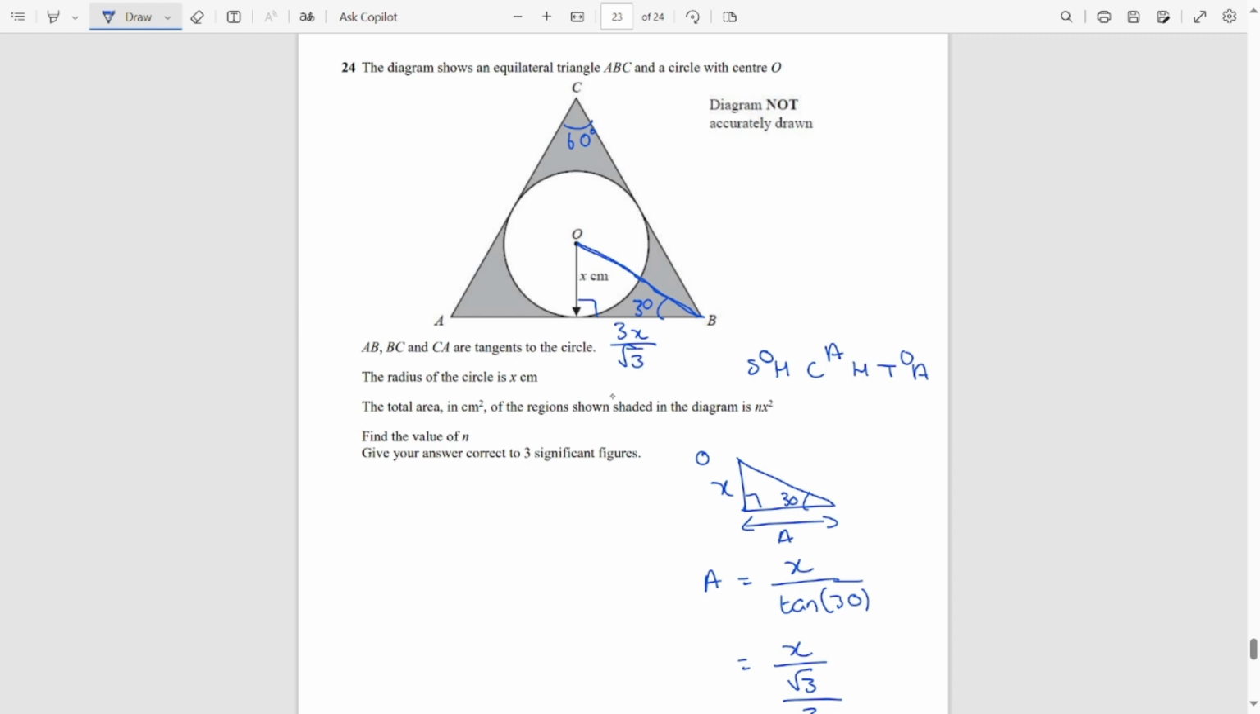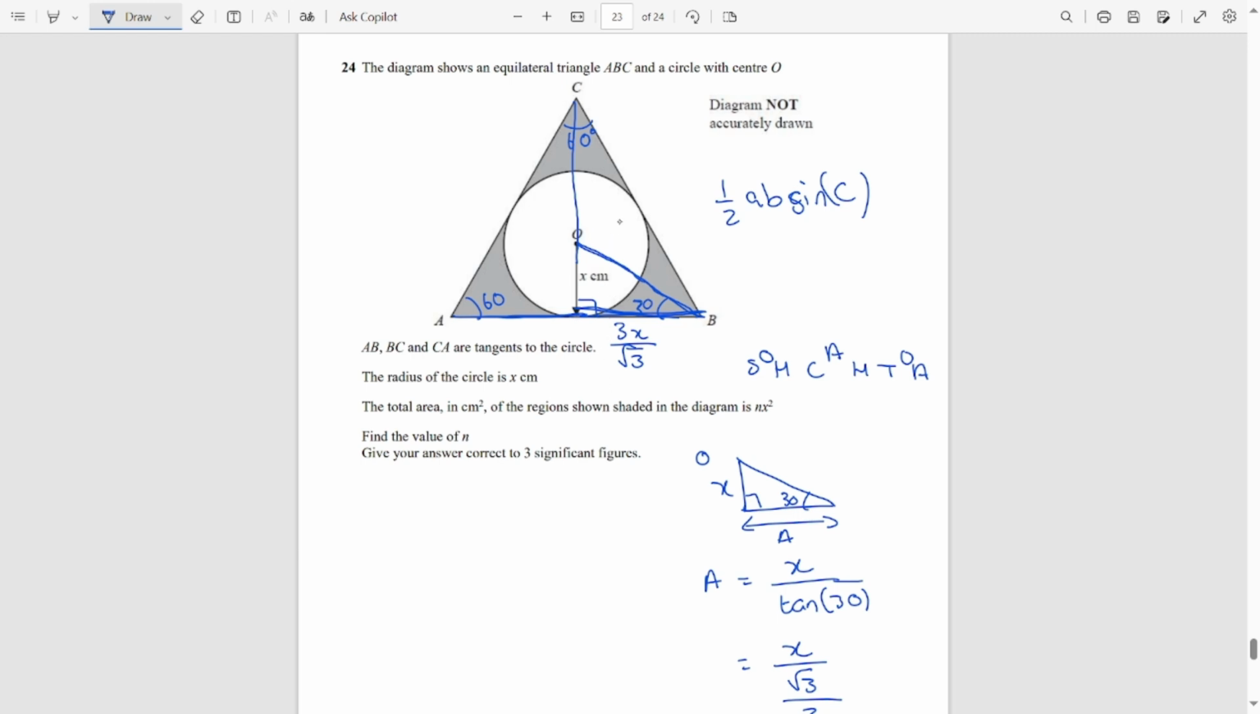Now you have a couple of different options here. Because we've worked out half of AB, you could double it, and then you'd have all of AB, and then you can do half AB sine C. Because it's an equilateral triangle, all the sides will be the same, and you know that this angle here is 60. Or you could use Pythagoras, and then you could use a half base times height. We could get the base by doubling the 3x over root 3.